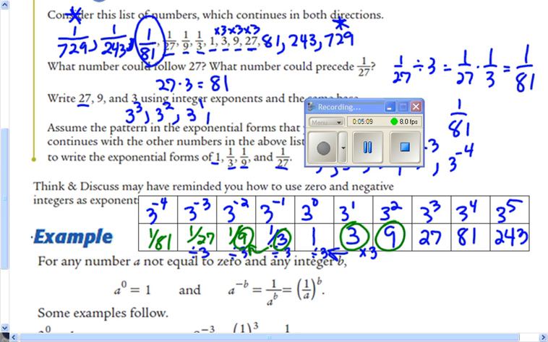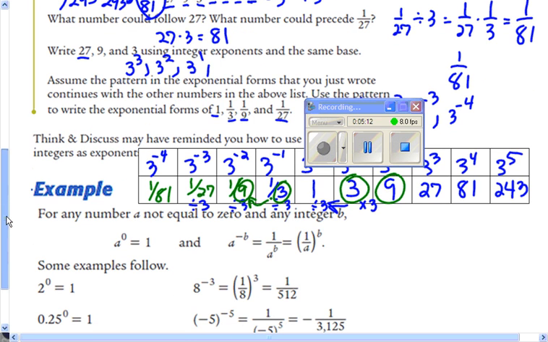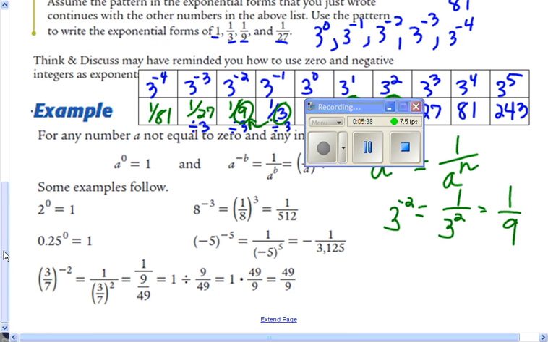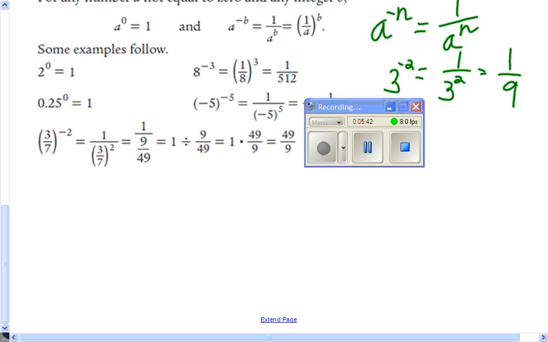So that leads to a property that we can use for negative exponents, that any number with a negative exponent is equal to 1 over that number with a positive exponent. What I'm saying is 3 to the negative second equals 1 over 3 to the second, or 1 over 9. And I'll give a couple more examples so that you can understand that better. You can look at these examples if you want. I'll do a couple more.